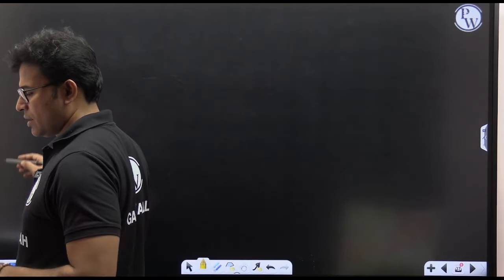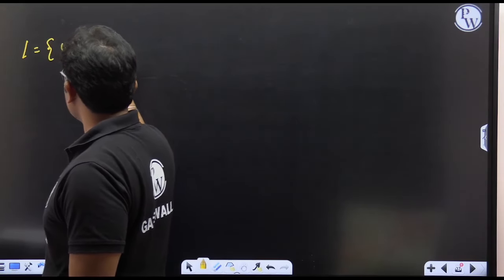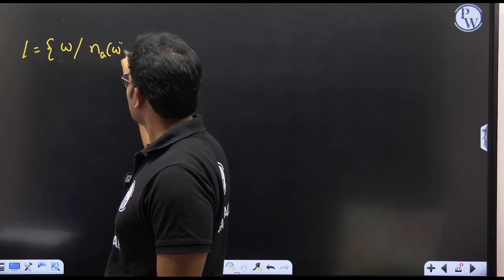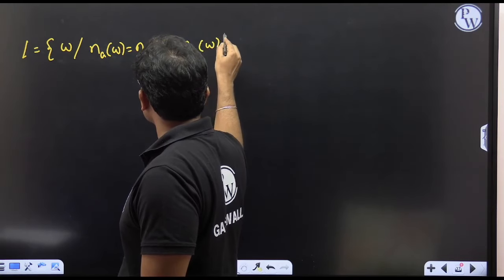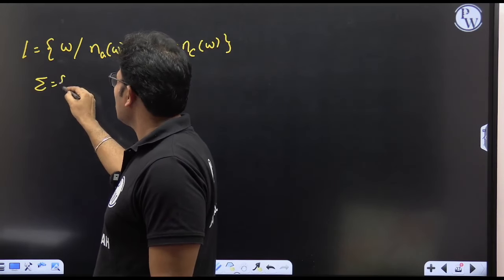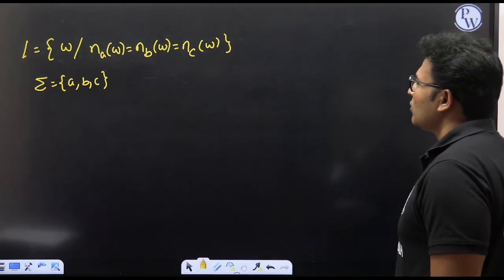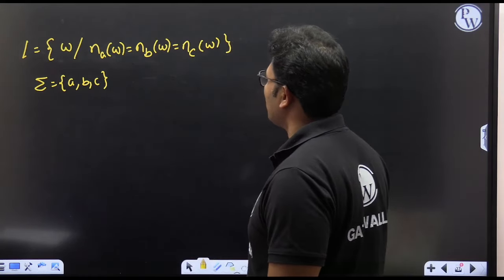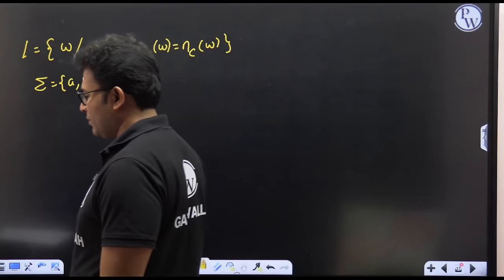Now let us see one more problem. Language equal to the set of all strings W such that the number of A's in W is equal to the number of B's in W is equal to the number of C's in W, right? Sigma equal to {a, b, c}.